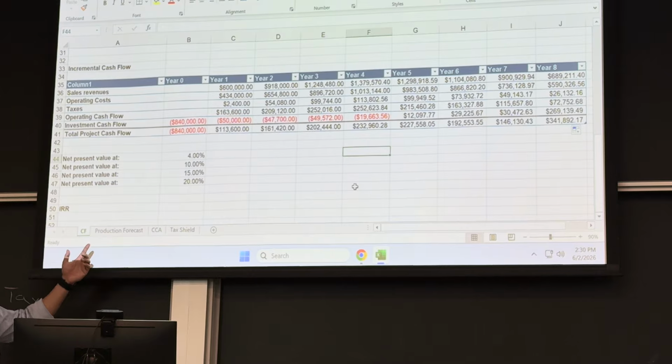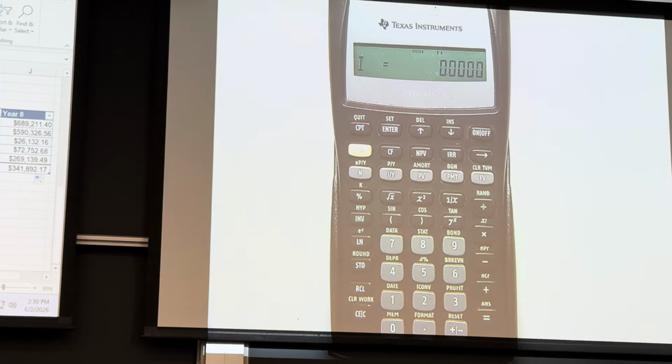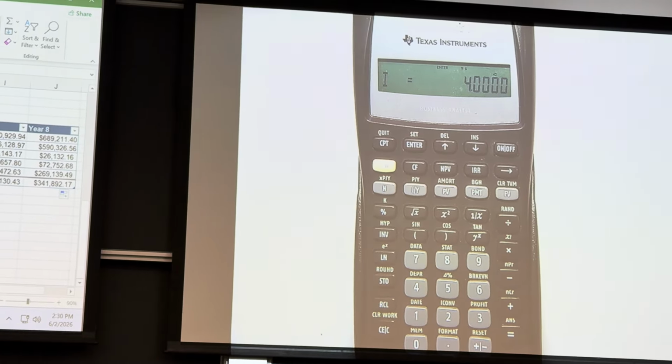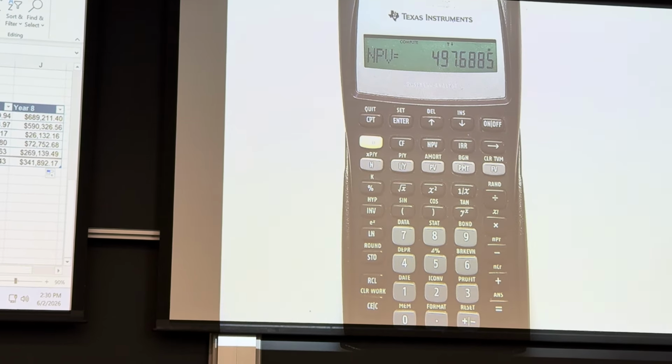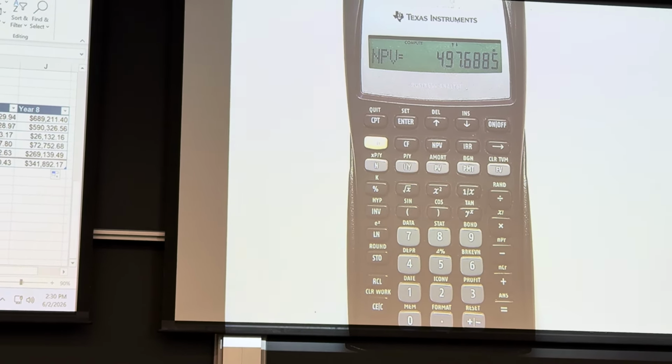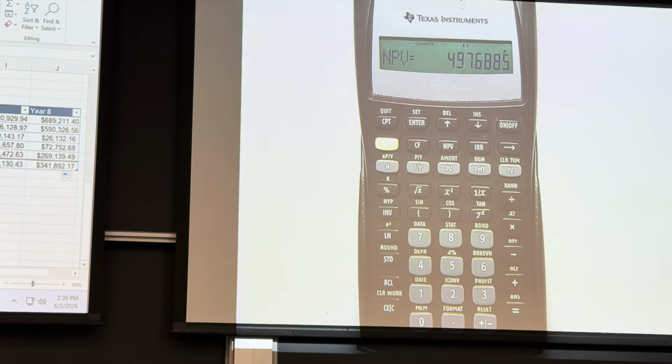So in the example here, I want to have a couple scenarios. What's the NPV if interest rate is at 4%? So enter 4%, down, compute NPV. So I have 497.6 thousand. All right, this is rounded up to the 1,000.